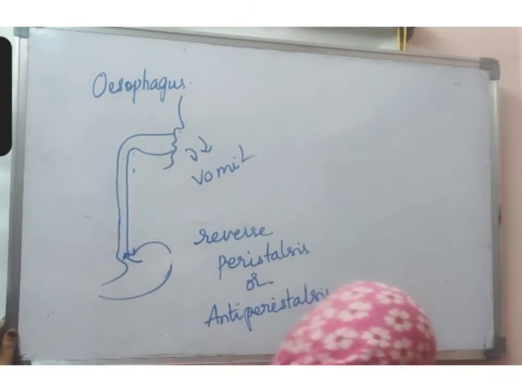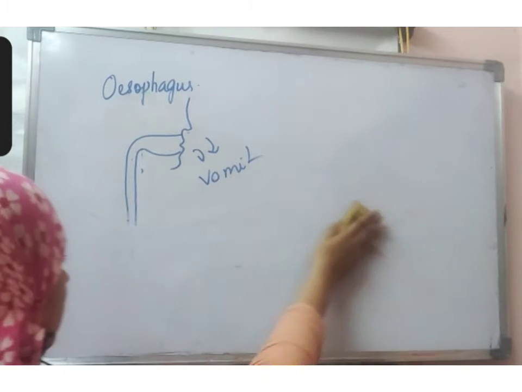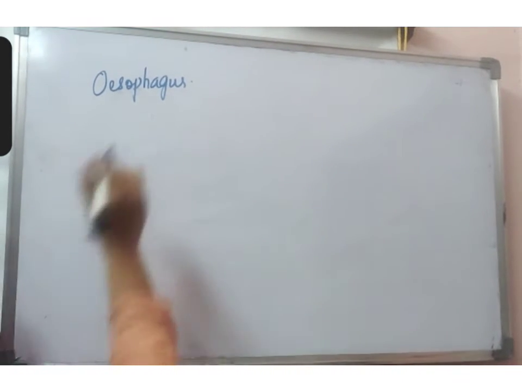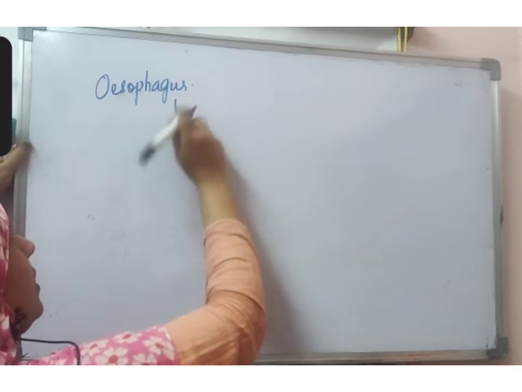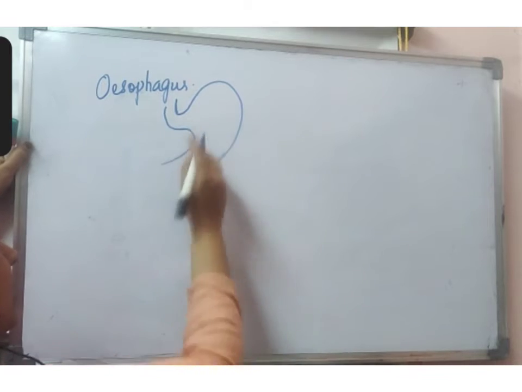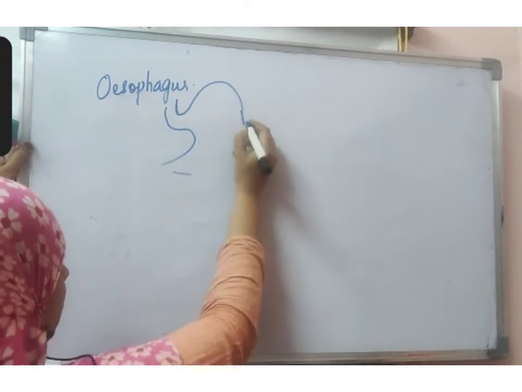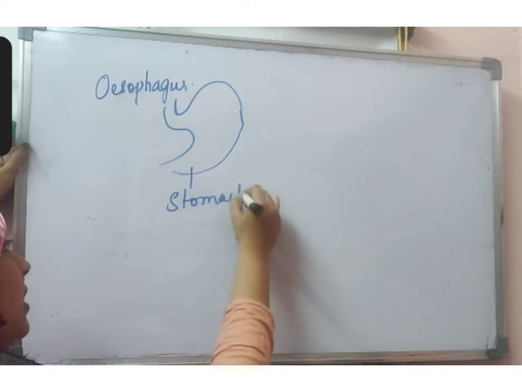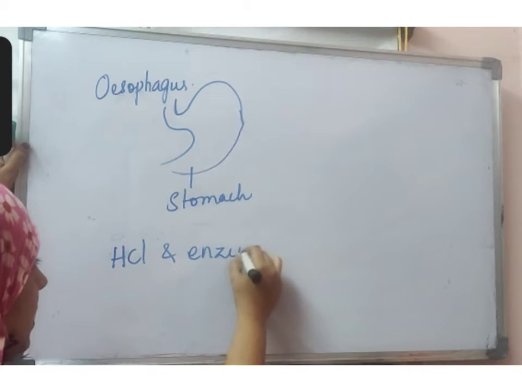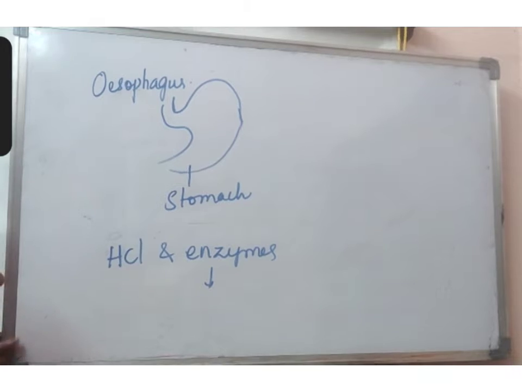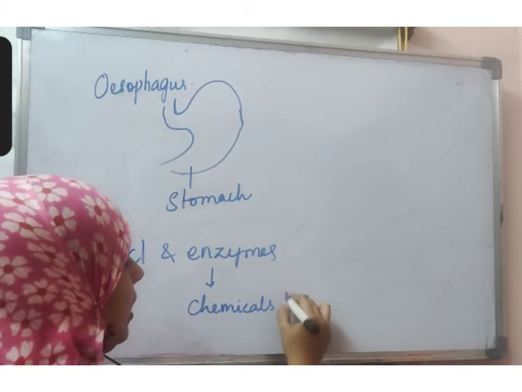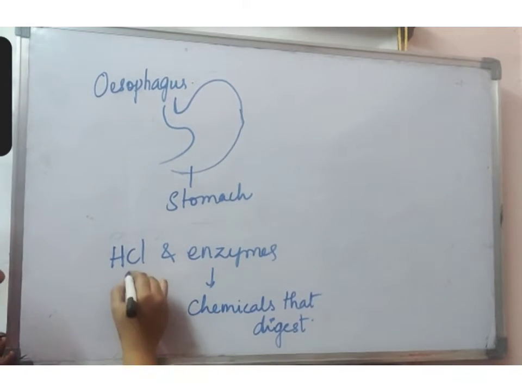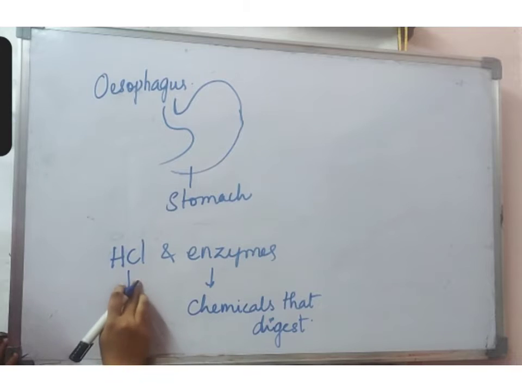Now, after the food enters the stomach, what happens? Our stomach has the capacity to produce some enzymes. This stomach has the capacity to produce HCl and enzymes. Enzymes are the chemicals that digest. Apart from these chemicals, HCl is also produced by the stomach.